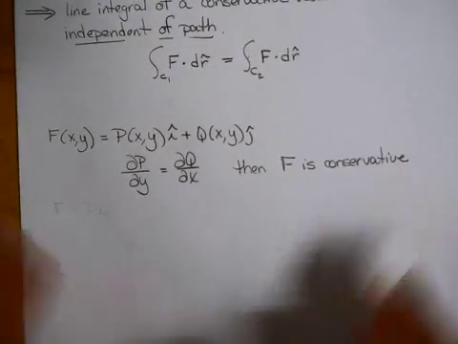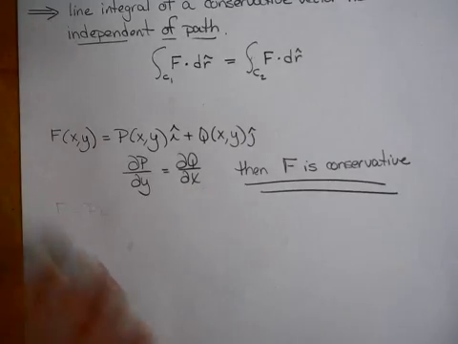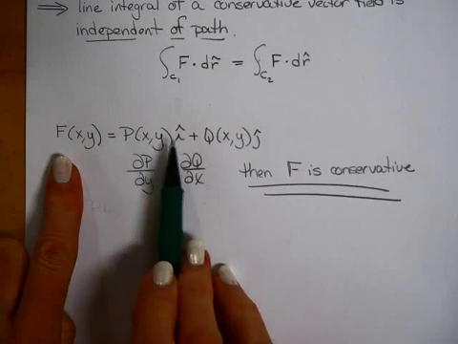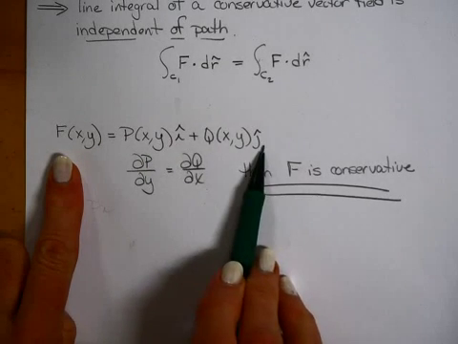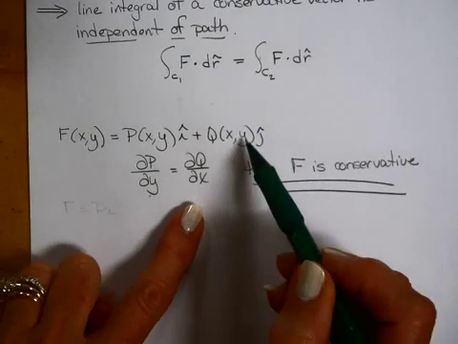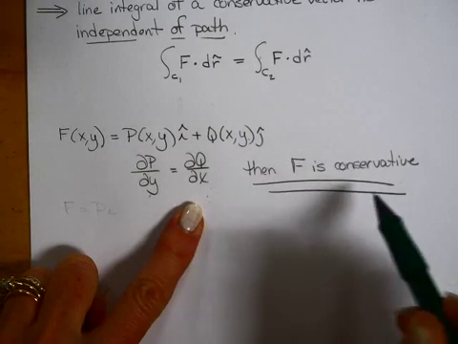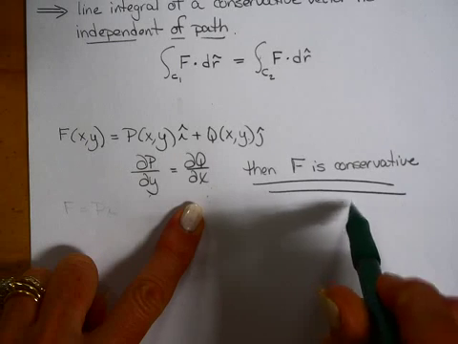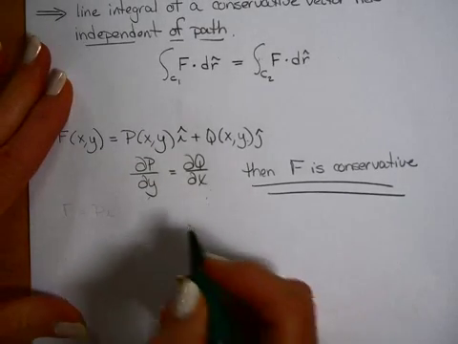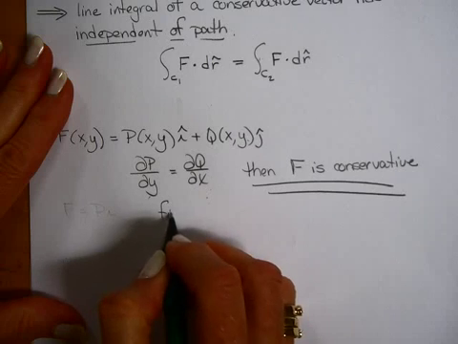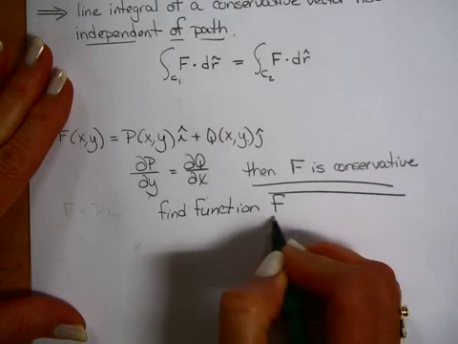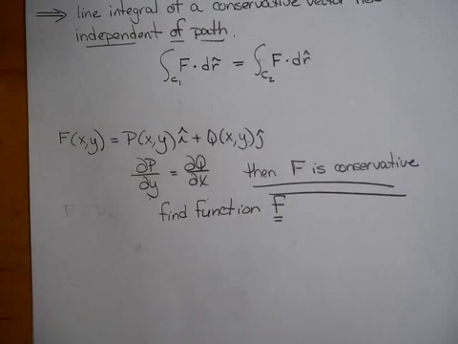All right, this is what we're going to do to tell if our vector field is conservative. If you have a vector field P i hat plus Q j hat, and the partial of P with respect to y is equal to the partial of Q with respect to x, then our vector field is conservative. And you can use this theorem. If it's conservative, you have to go back and find the function f to use the theorem. And I'll go back through all those steps.